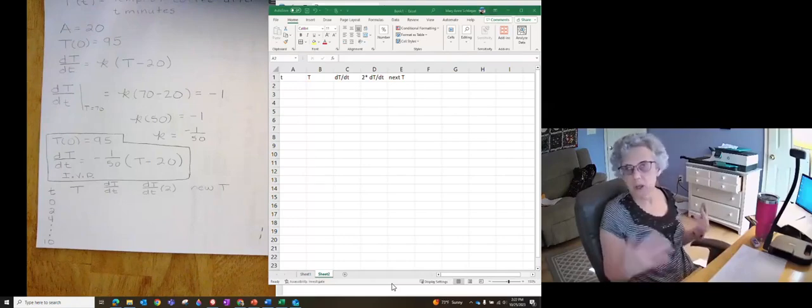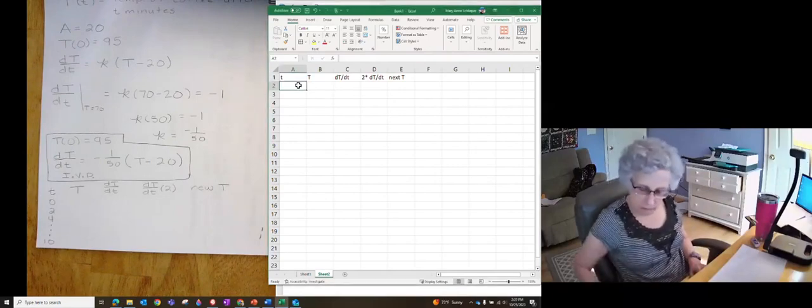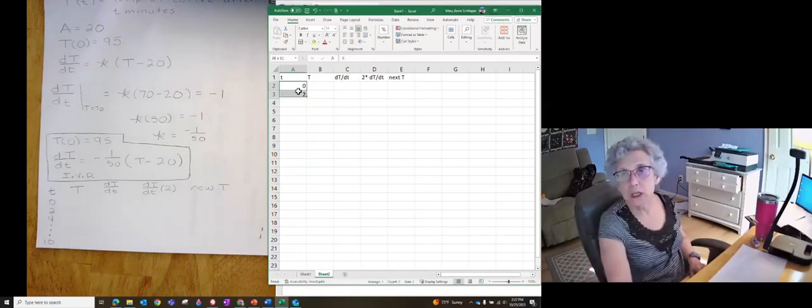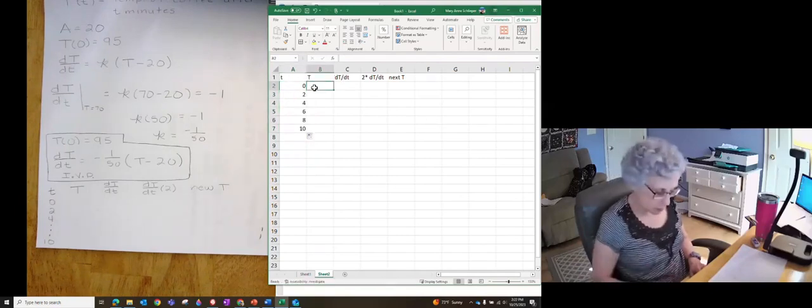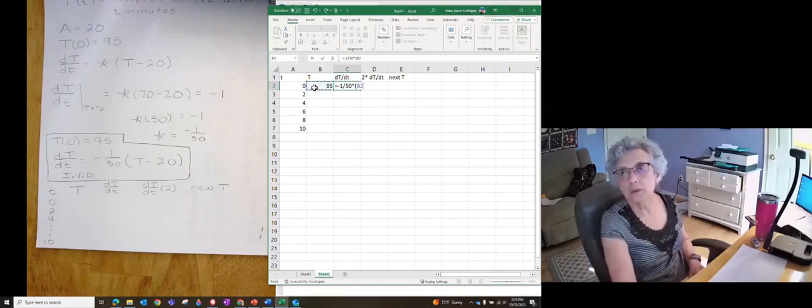So I just set up my table. I haven't done any work yet. My initial time is 0. My step size is 2, so I want to count by 2s until I get to 10. And there it is. My initial temperature was 95. That's part of my initial value problem. My differential equation is negative 1 over 50 times, open up a set of parentheses, 95 minus 20 for the first one.